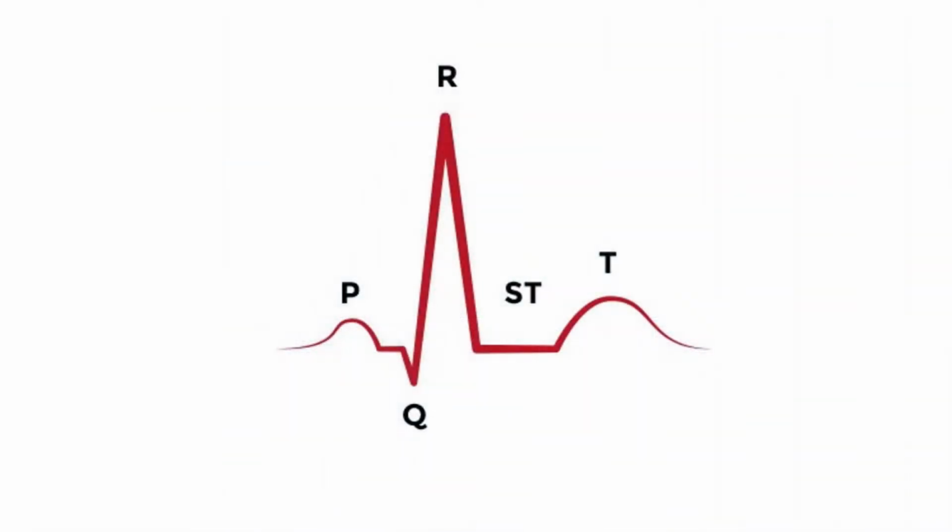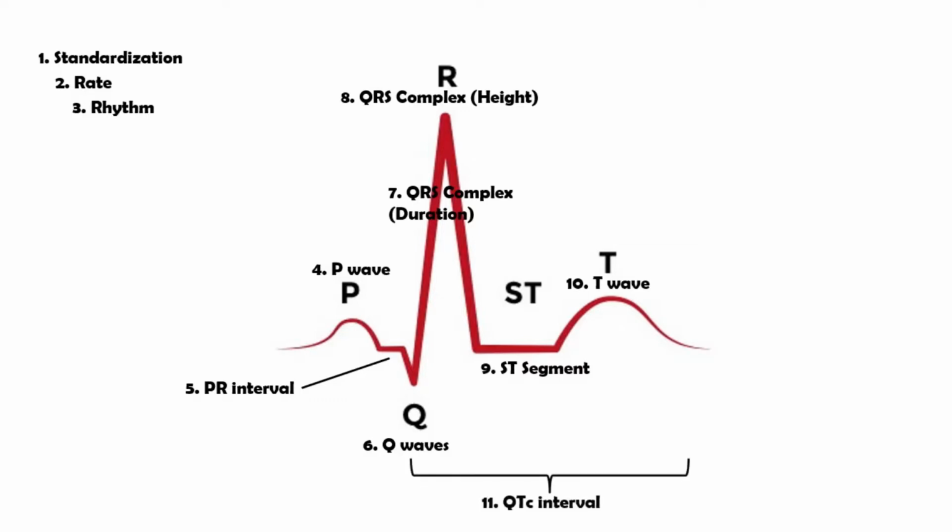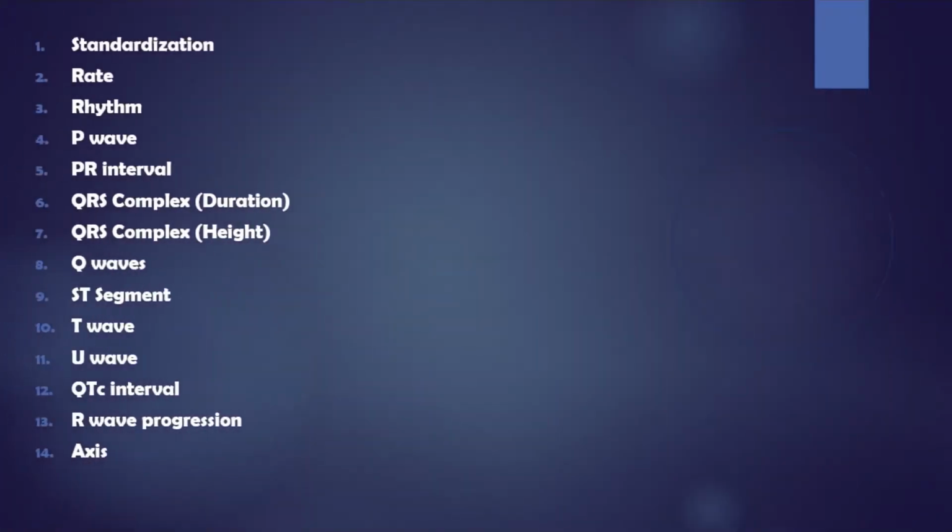There's 14 things that you need to look for on an ECG. Standardization, rate, rhythm, P wave, the PR interval, the Q waves, the QRS complex's duration, the QRS complex's height, the ST segment, the T wave, the QTc interval, presence of U waves, the R wave progression, and the axis. After a while, all of these 14 things will become second nature, and you won't have to go through this checklist every single time. Here are these 14 things, and we'll use all of these in order to interpret our ECGs.